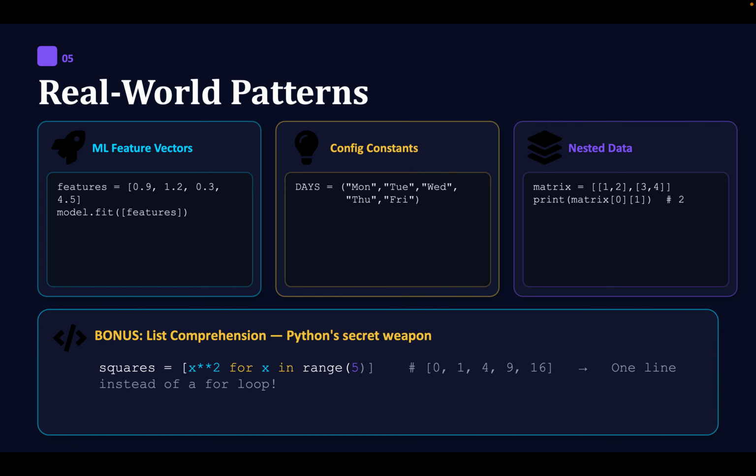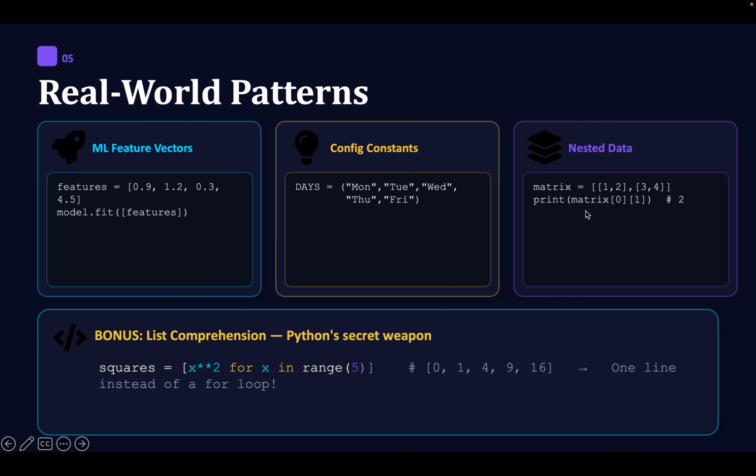The real world pattern is, in machine learning, feature vectors we can use a list, because every number we can change by accessing the index position, and things like days are fixed, right? Configuration constants in machine learning, days is an example. Days is fixed, right? Monday to Friday. In that case you can use tuples. In the other case, ML feature vectors and model, when we are assigning feature vectors, we can use a list, because we may need to change it by accessing the index.